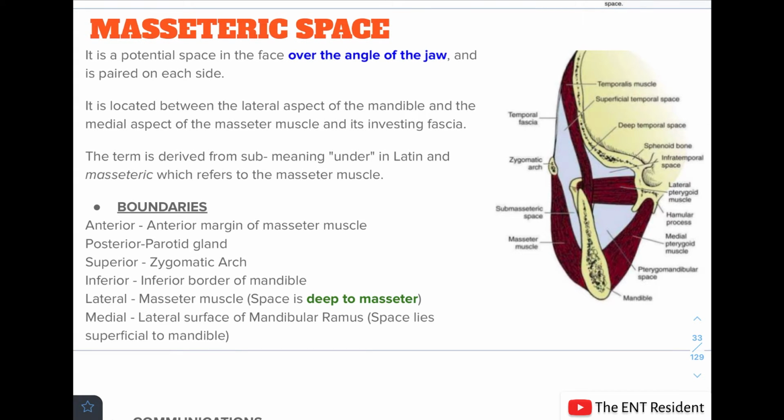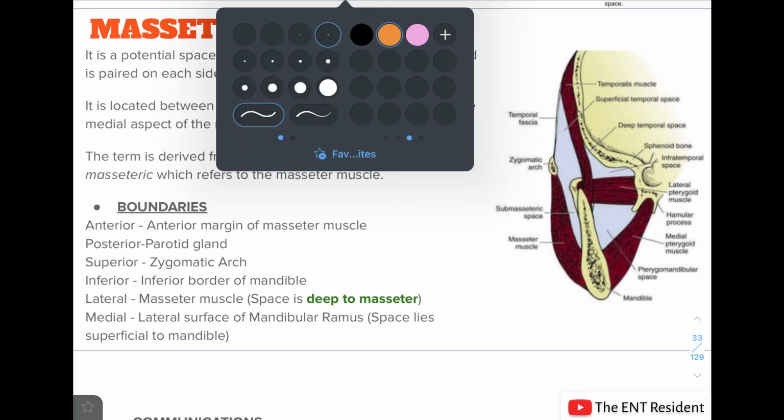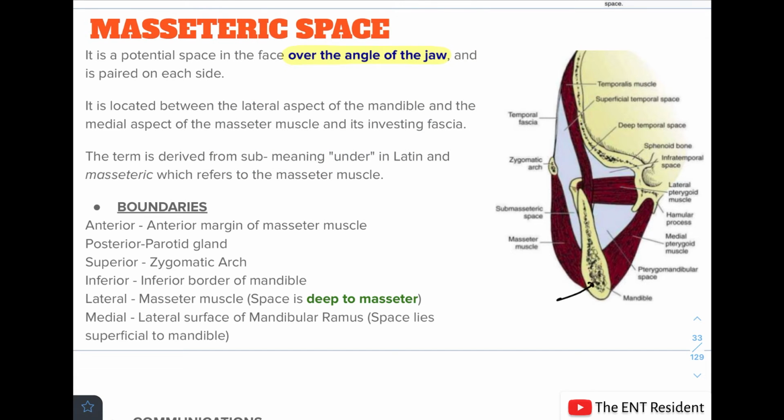Now this is a potential space in the face which lies over the angle of the jaw, and it is paired on each side. It is located between the lateral aspect of the mandible and the medial aspect of the masseter muscle and its investing fascia. You can see in the picture over here, this here is the mandible and this here is the masseter muscle. The space in between this region is the submasseteric space. The term is derived from sub meaning under and masseteric referring to the masseter muscle.